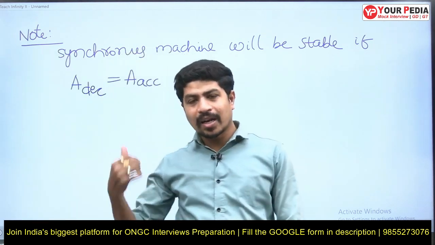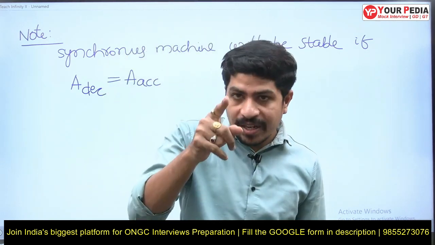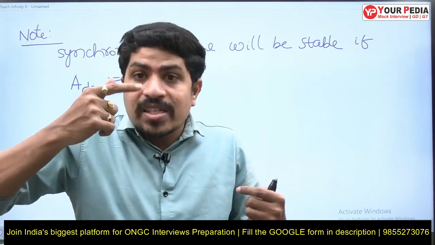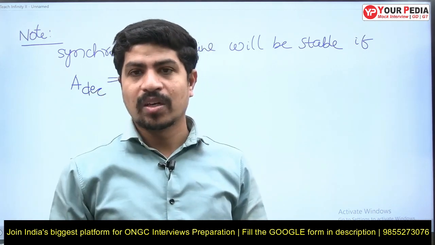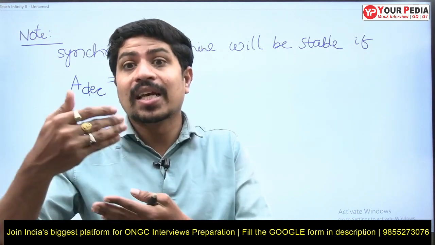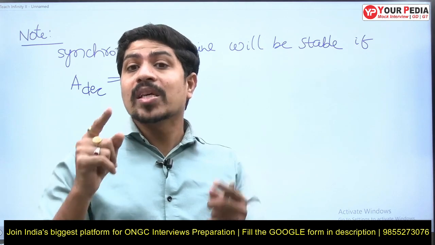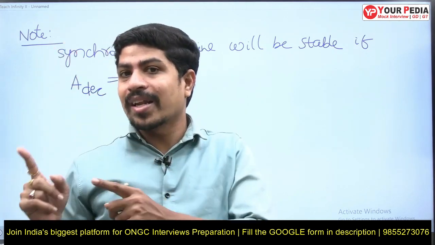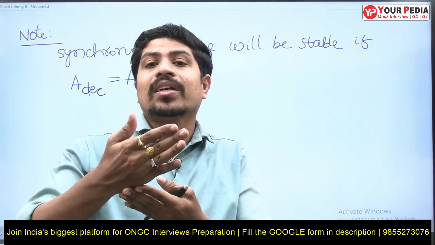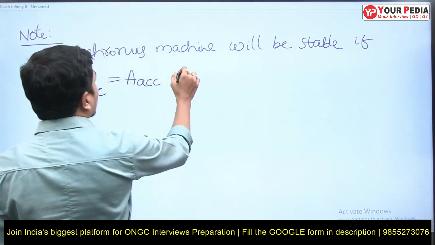Sir, why can't I write acceleration area equal to deceleration area? Which one is depending? Deceleration area. See, if acceleration area is x, I want deceleration area to be x. So which one is coming second time? Means which one is secondary? Deceleration area. Deceleration area must be equal to acceleration area, not acceleration area equal to deceleration area. Why? Because acceleration is happening first, then deceleration, right?